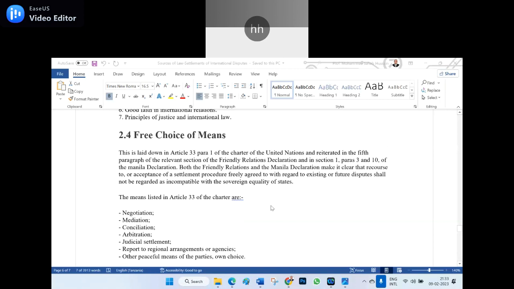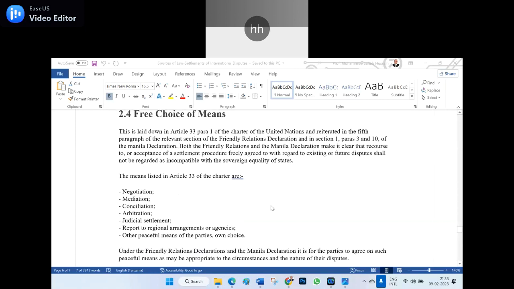So the means listed in Article 33 of the Charter are, again, other means also here. Number one, negotiation. Number two, mediation. Number three, conciliation. Number four, arbitration. Number five, judicial settlement. Number six, report to regional arrangements or agencies. Number seven, other peaceful means of the parties' own choice. They can go for their own choice.